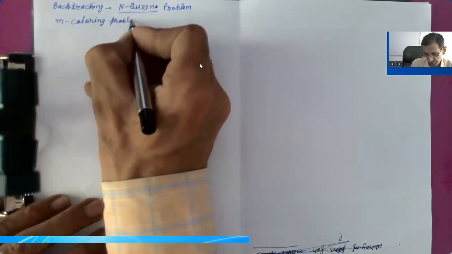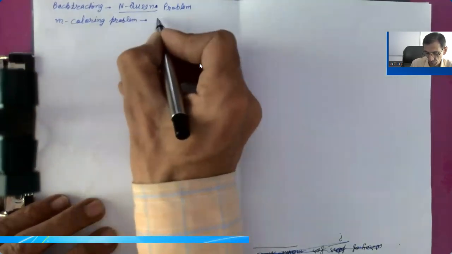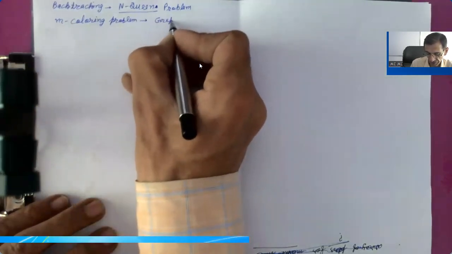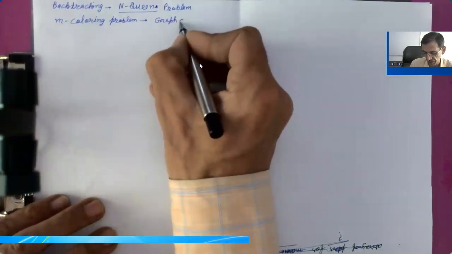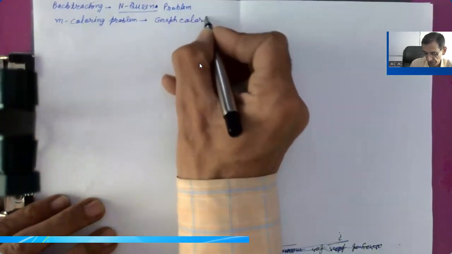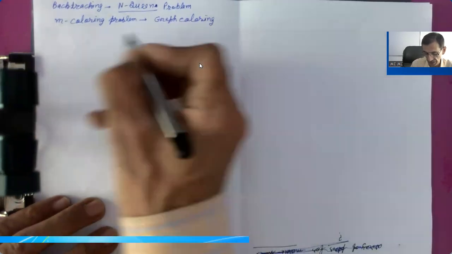For example, let's talk about a problem known as M-coloring or the graph coloring problem. That's another very interesting problem which has been shown to be very useful once computers were invented. Earlier, it was a mathematical problem. And how did it all start?